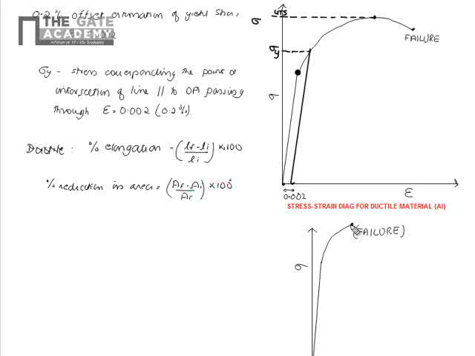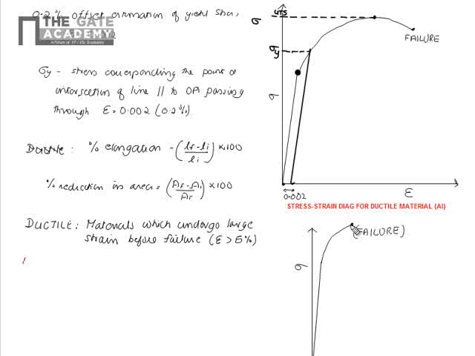Based on this percentage elongation, the materials can be divided into two: basically, ductile materials and brittle materials. Ductile materials are those materials which elongate or undergo large strain before failure. Usually, if the strain is greater than 5%, we say that the material is ductile.